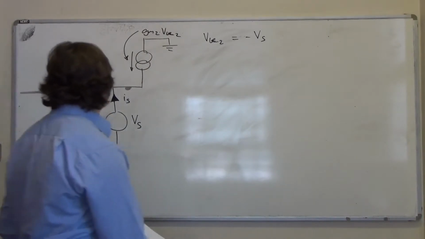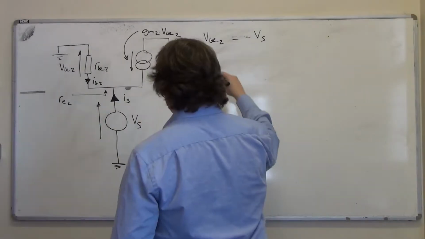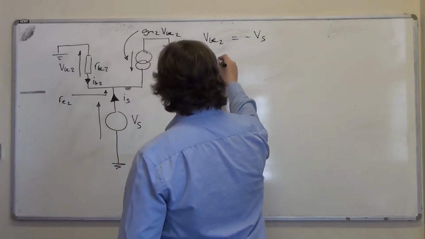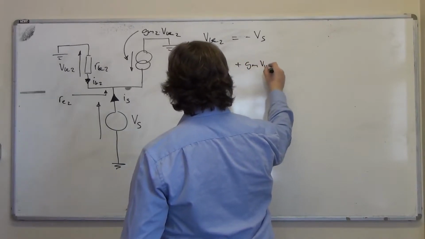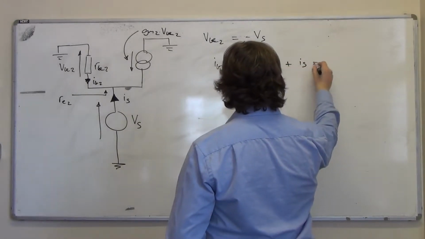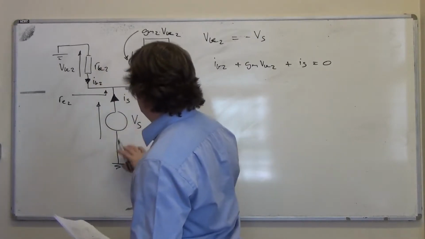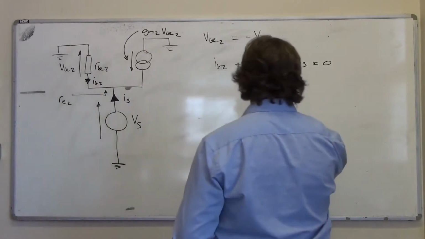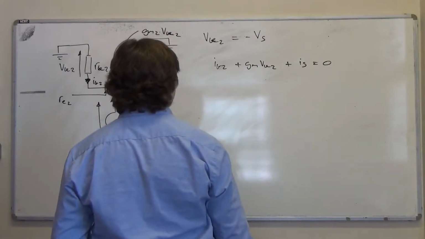So we'll do a node analysis on this emitter, and we'll say that IB2 plus GM VB2 plus IS equals 0. All of these currents flow into the node, so they all sum to 0. And we want to get VS over IS.